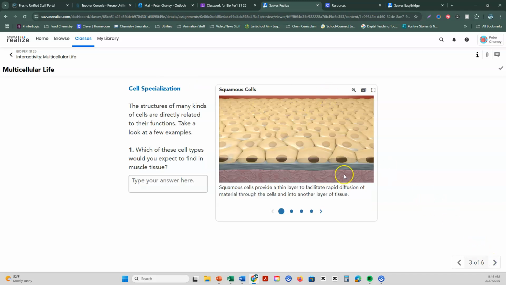Okay, screen 3. We're going to read through these screens and you'll answer this question based on the information here. It's about cell specialization. The structures of many kinds of cells are directly related to their functions. Take a look at a few examples, and then we'll answer the question: which of these cell types would you expect to find in muscle tissue? This one, the squamous cells. Squamous cells provide a thin layer to facilitate rapid diffusion of material through the cells and into another layer of tissue. Basically, letting things into cells and letting things out of the cell.